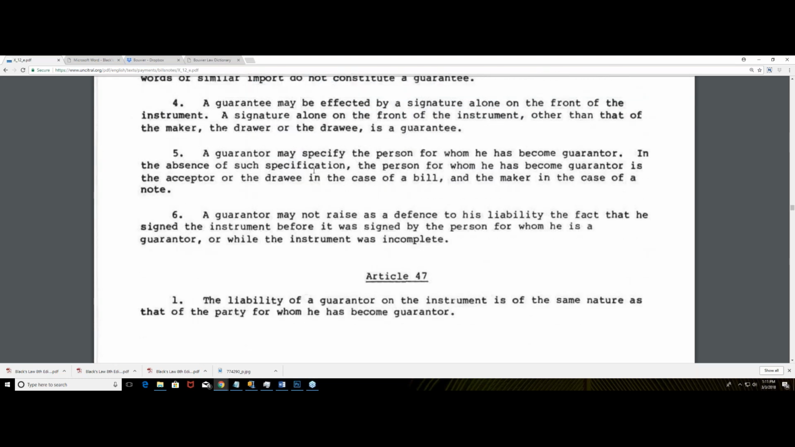A guarantee may specify the person for whom he has become the guarantor. In the absence of such specification, the person for whom he has become guarantor is the acceptor or the drawee in the case of a bill, and the maker in the case of a note. A guarantor may not raise as a defense to his liability the fact that he signed the instrument before it was signed by the person for whom he is a guarantor, or while the instrument was incomplete.